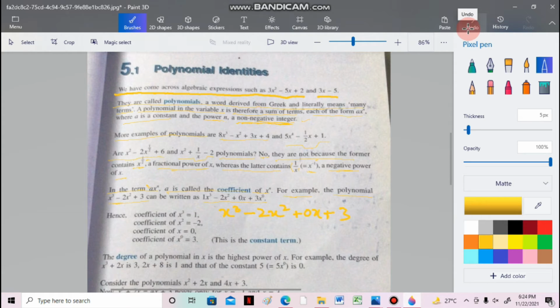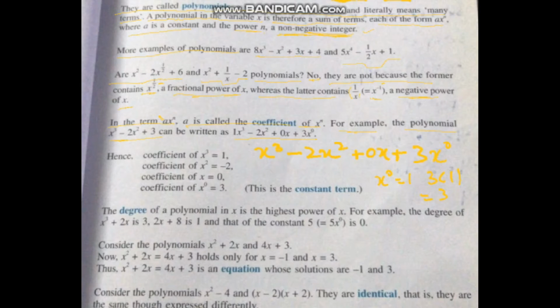And 3 has x with power 0. X with power 0 we know is equal to 1. This is something that you will study in the upcoming chapters in ADMAS: anything with power 0 is always equal to 1. So when x with power 0 is equal to 1, 3 multiplied by 1 is 3, right? That's why we don't usually write x with power 0 after 3. Okay, so now we know why this can be written in this form.